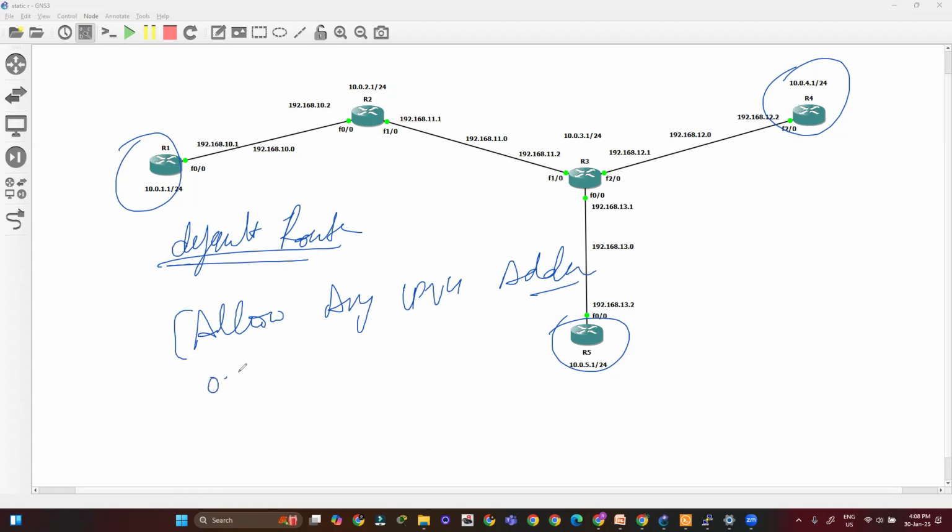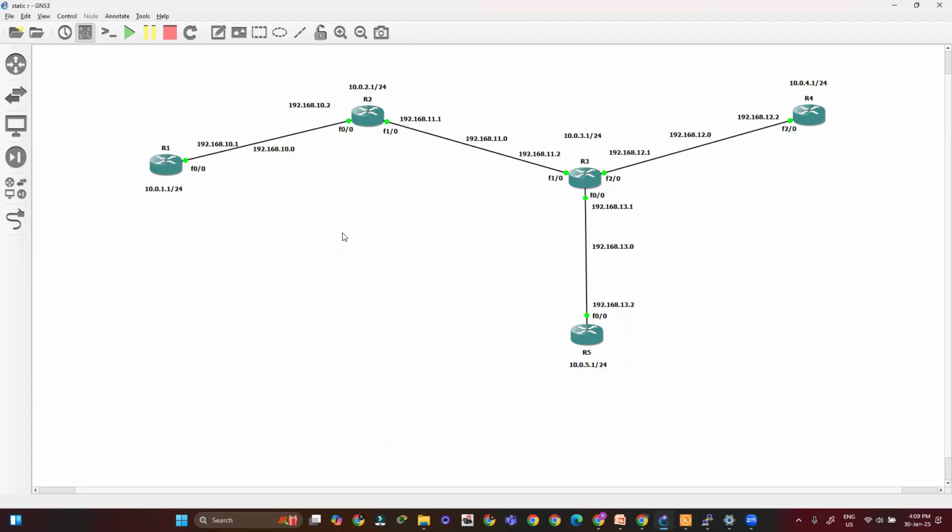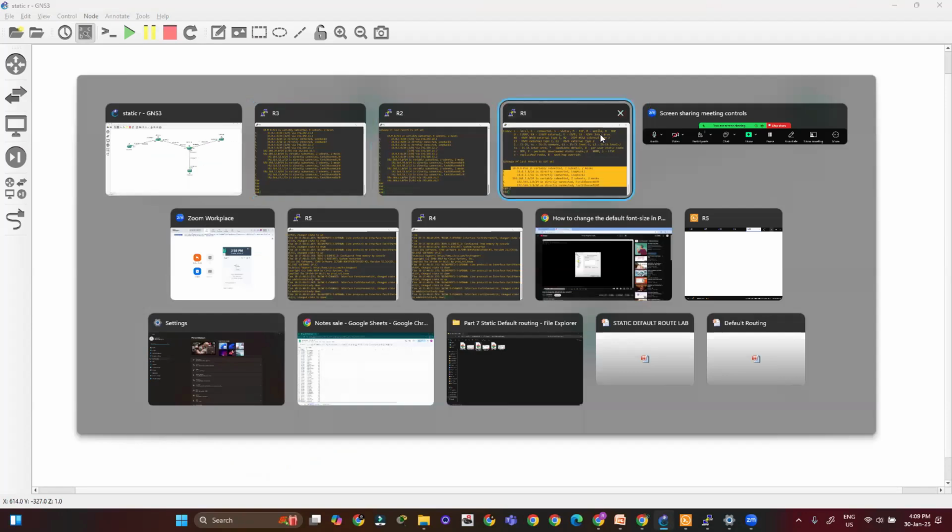That means from 0.0.0.0 to 255.255.255.255. If I allow all IPv4 networks, then these 7 or 8 networks will be automatically allowed in this case. So we can do default routing in the case of R4, R5 and R1. But we have already configured R1, so we don't need to do this again. Let's go to router number 4 and configure the default route.